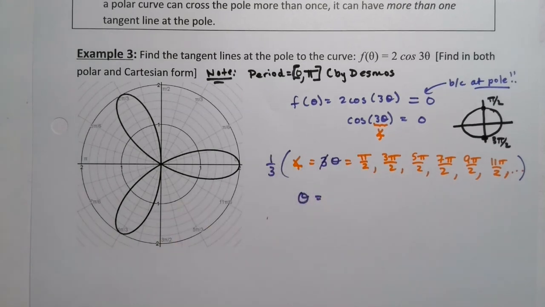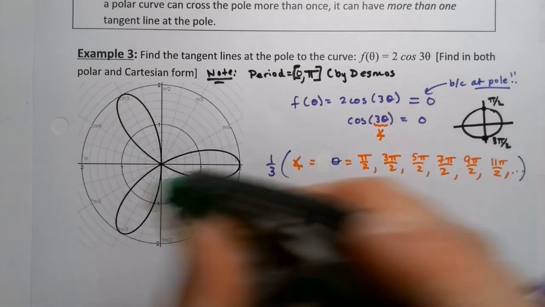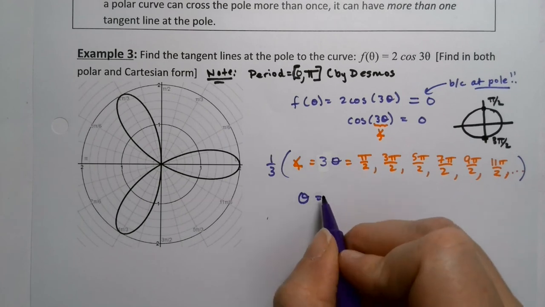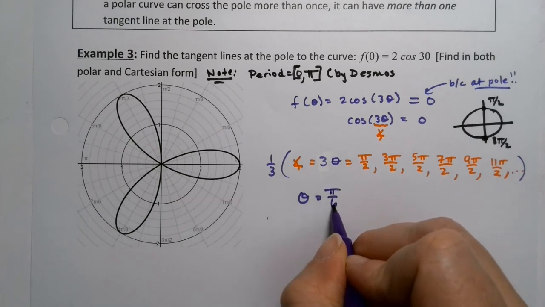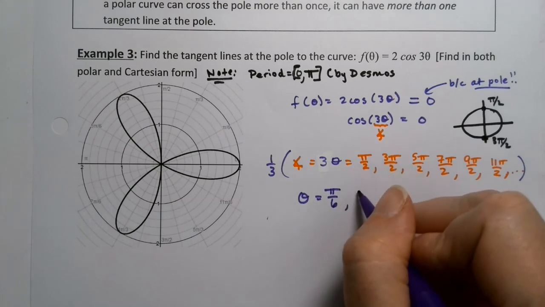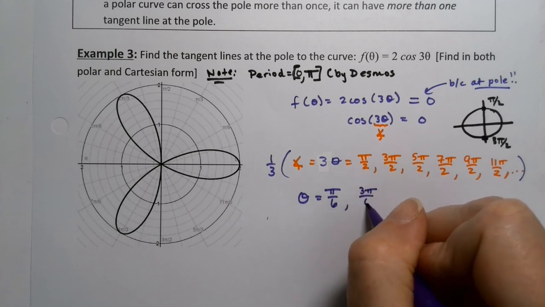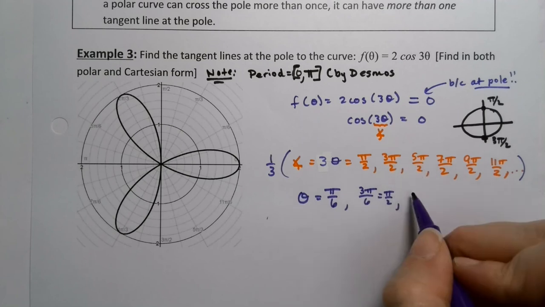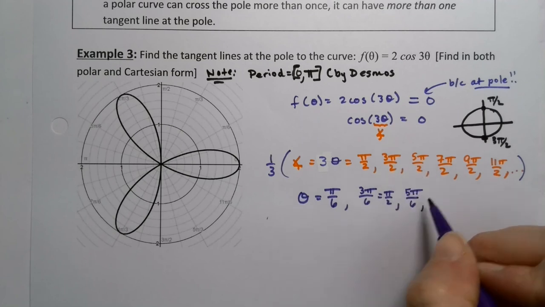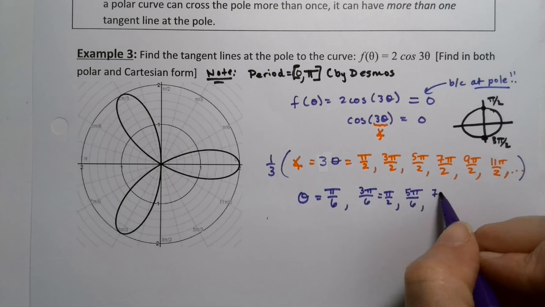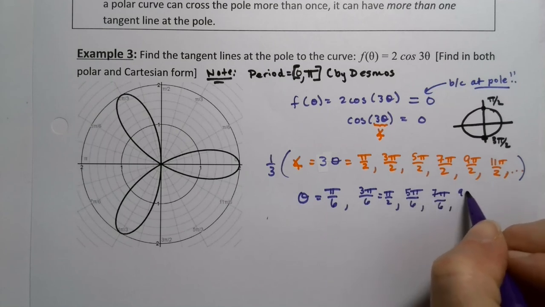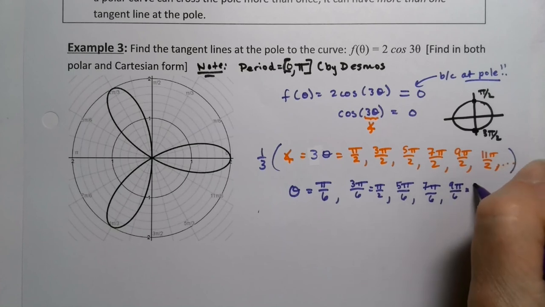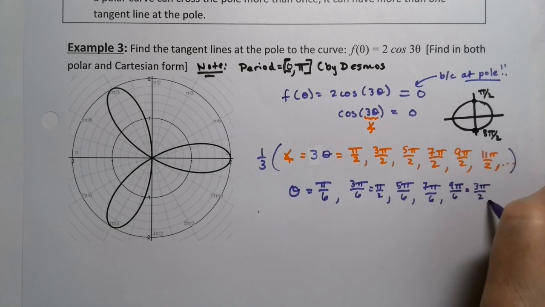Oh, I'm just going to leave the 3 theta there. I didn't want to cross it off, but that's what would happen. So the third and the 3 are canceling. So it'd be pi over 6, 3 pi over 6, aka pi over 2, right? Because 3 pi over 6 is pi over 2. 5 pi over 6, 7 pi over 6, 9 pi over 6, aka 3. 3 goes into that 3. 3 goes into that 2. So 3 pi over 2 and 11 pi over 6.